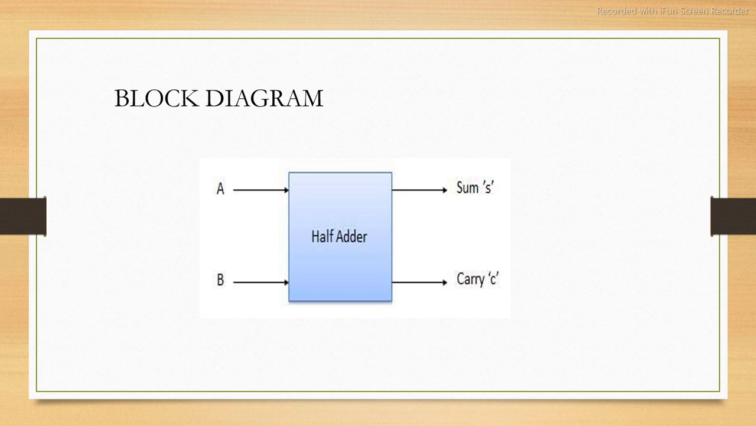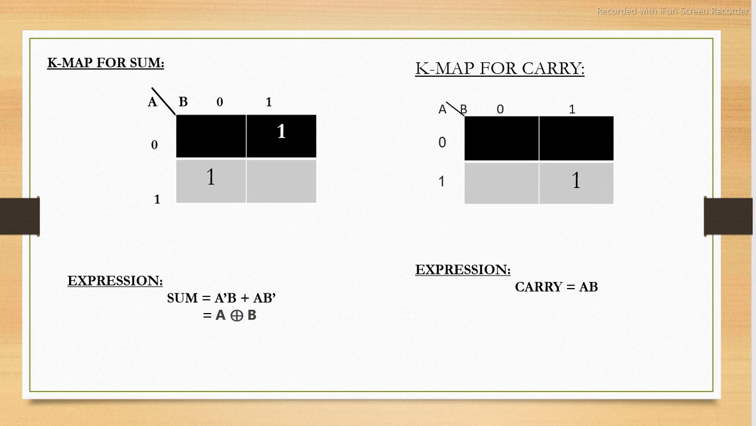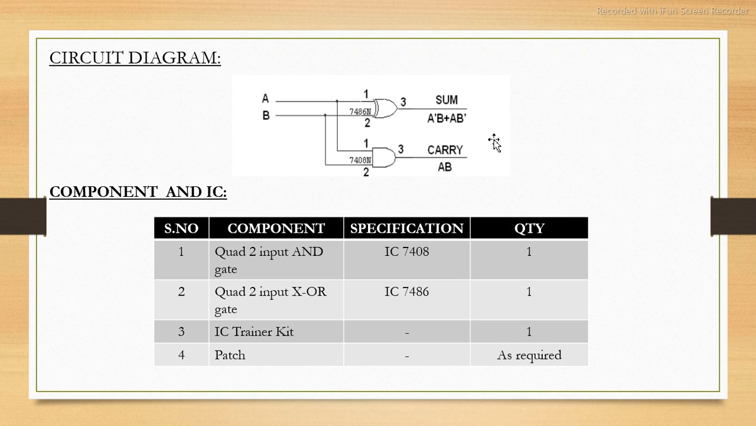This is a block diagram for half adder. In the truth table, the AND gate is used for the carry, and the XOR gate is used for the sum. It can be implemented in K map, sum and carry. The expression is A bar B plus A B bar, and A B. This is the expression for sum and carry. And the half adder circuit design is: XOR gate and the AND gate are connected.